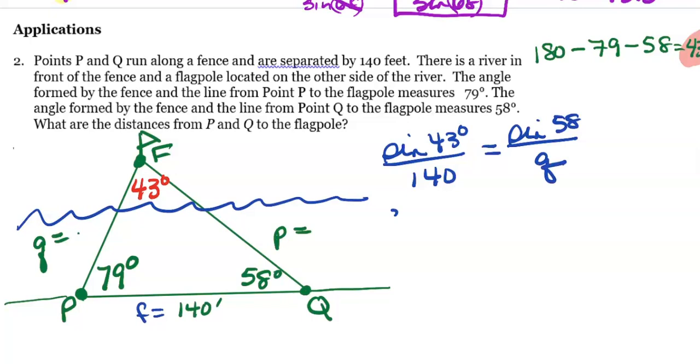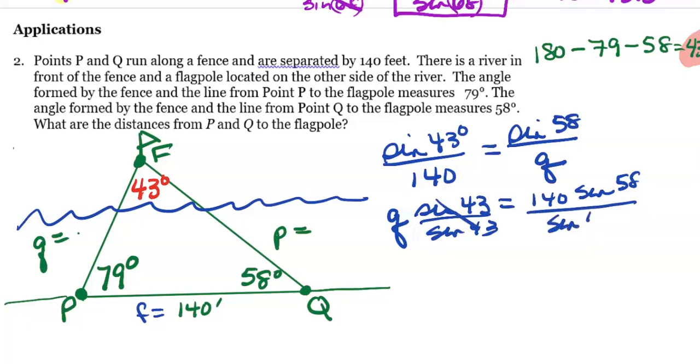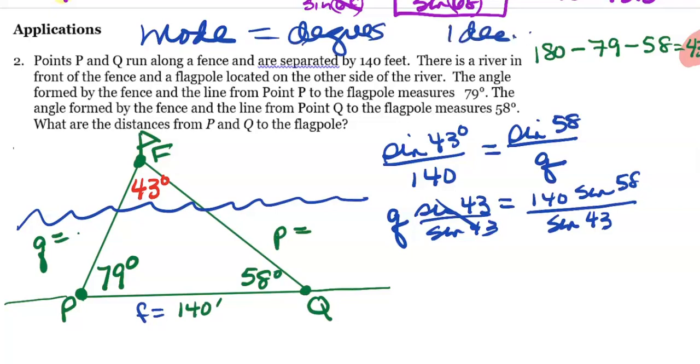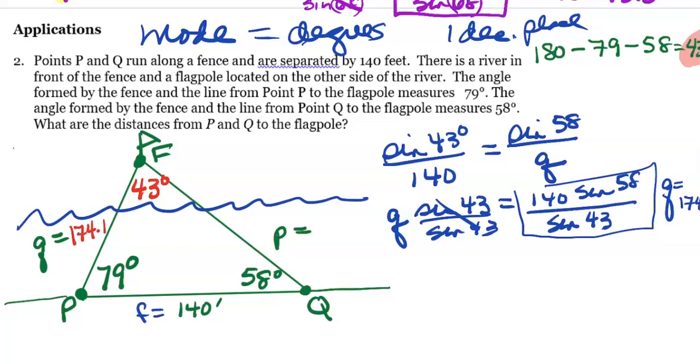Okay, so do your cross products. Q times sine 43 equals 140 times the sine of 58. Divide both sides by sine 43. This expression goes into your calculator. Oh, by the way, I should really stress, your mode should be in degrees, and we're going to round this to 1 decimal place. Okay? So, next thing. This goes in your calculator, as I said, and what you get out is that Q is going to equal 174.1. So I'm going to change to red, and Q is 174.1.